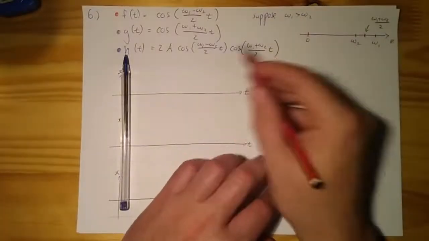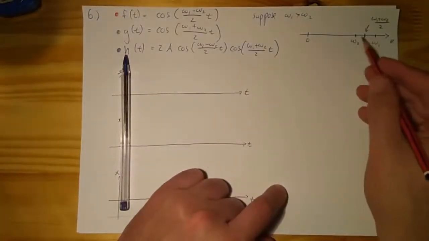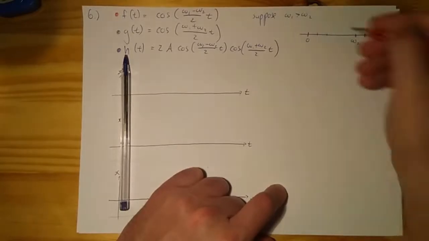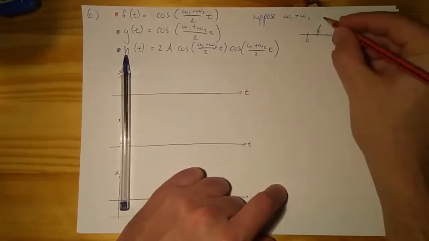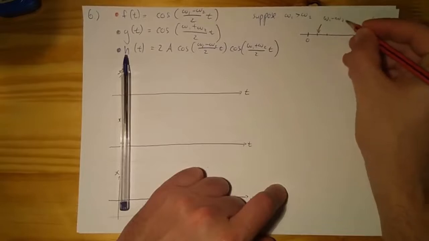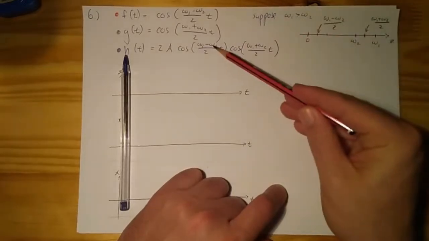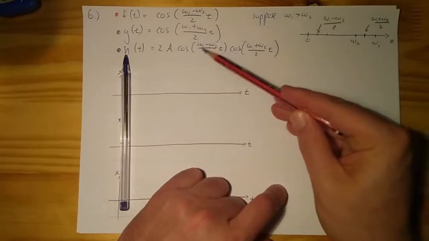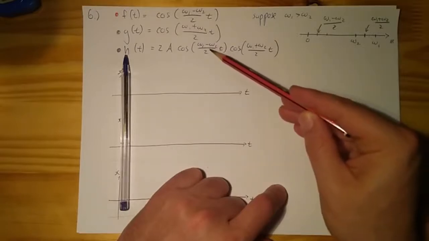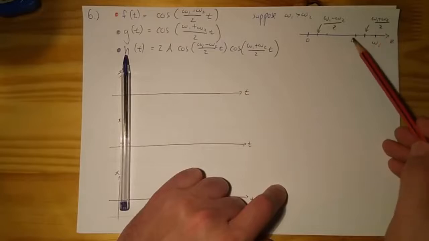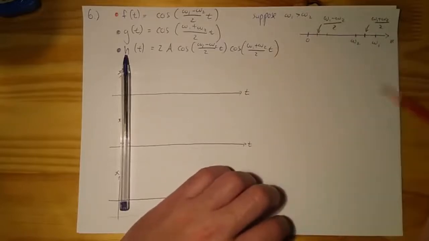And this term, that's the difference between them divided by 2. So that's going to be here more or less. So omega 1 minus omega 2 over 2. Right, so clearly the one term will have the coefficient in front of the t smaller than the other term. So this term will always be smaller than that one for the purposes of the sketch.